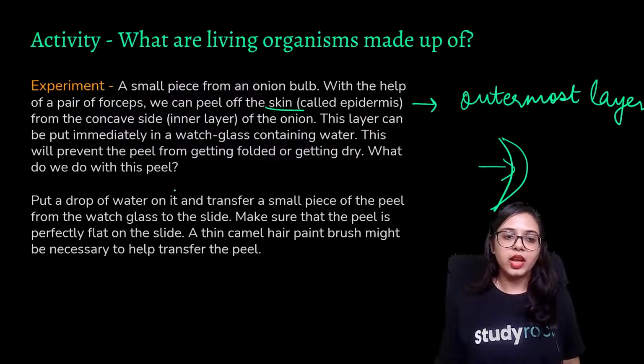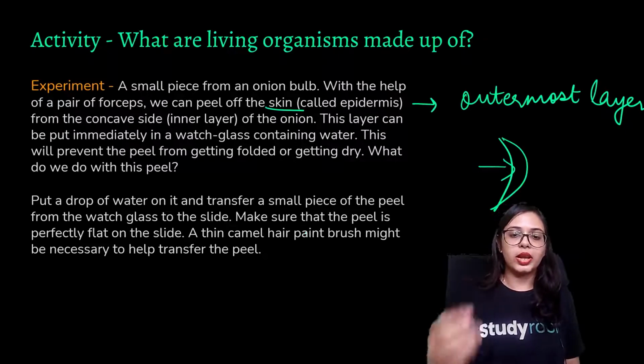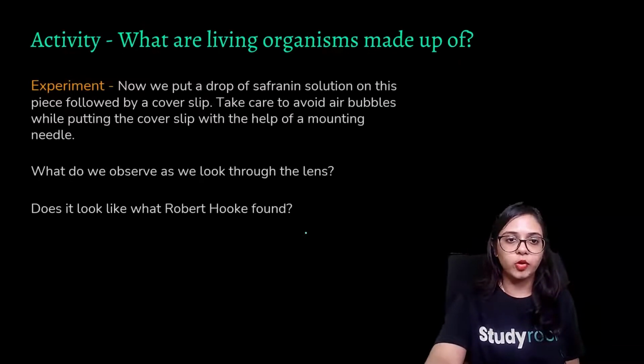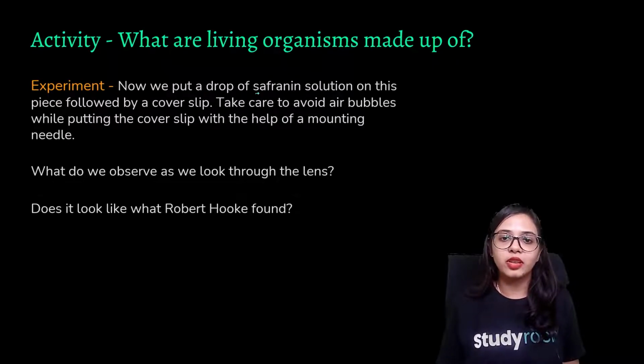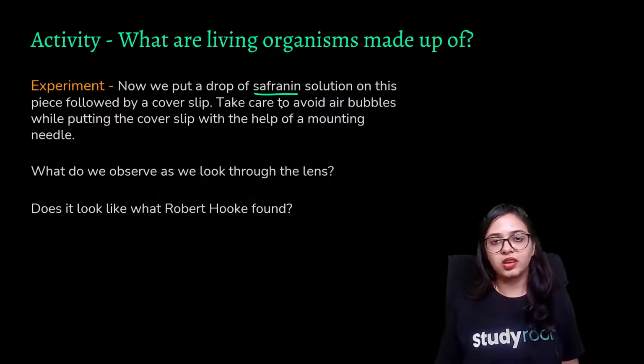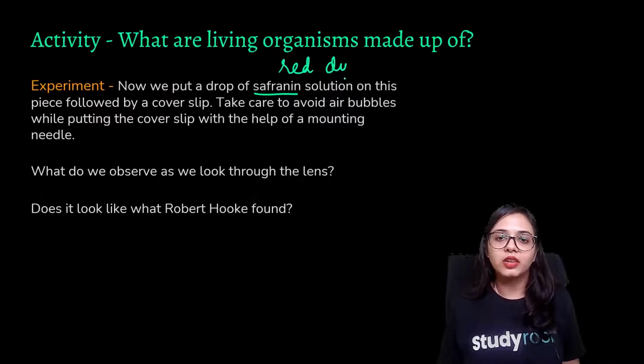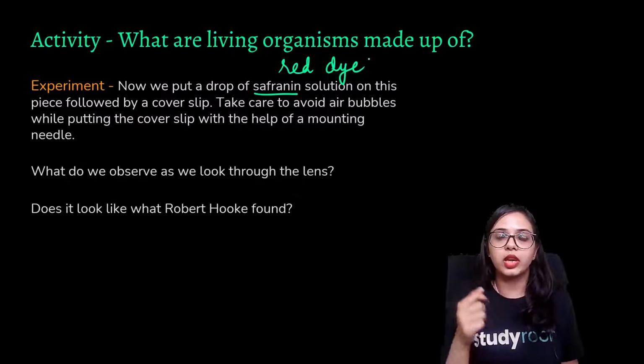Then we put a drop of water on that peel and transfer it from the watch glass to the slide, in order to observe it under a microscope. Then we put a drop of safranin solution on this piece, followed by a cover slip. Safranin solution is a red dye, put on very small objects, like the epidermal layer of the onion in this experiment.